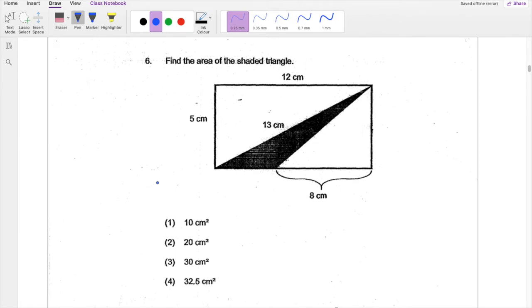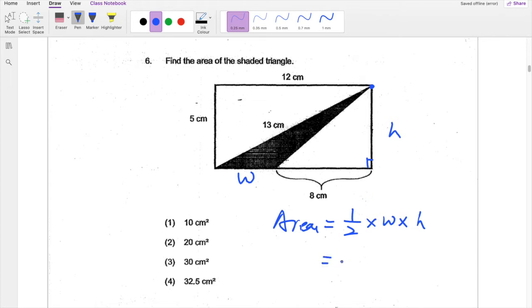Okay, question 6. Find the area of the shaded triangle. The concept here is the area of a triangle. We know that this area equals half times the base times the height. The height is, from this point, we draw a perpendicular line until this side. This is called the height.